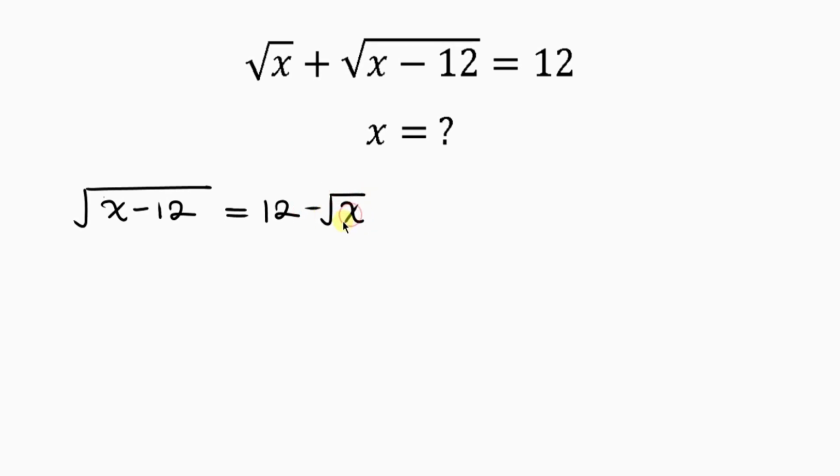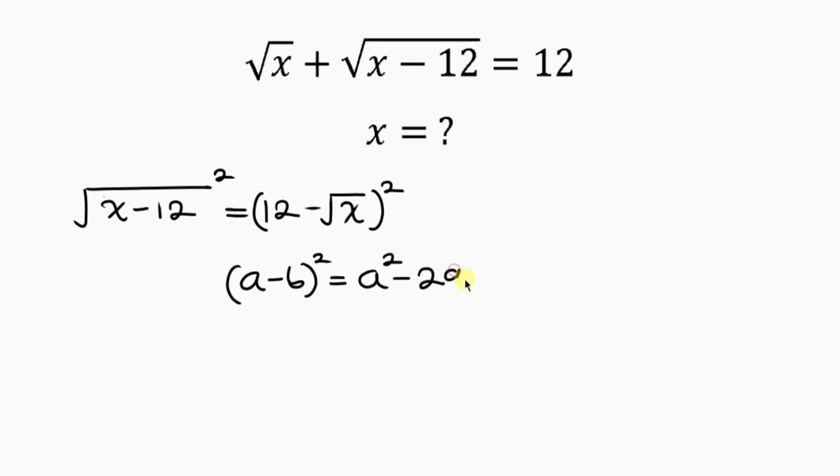root of x. Now to get rid of this square root, I have to take the square of both sides. Now taking the square of both sides, you notice that the right-hand side is of the form (a minus b) all squared. And whenever we have an expression like this, it can be expanded as a squared minus 2 times a times b plus b squared. So we're going to be expanding the right-hand side in this form.